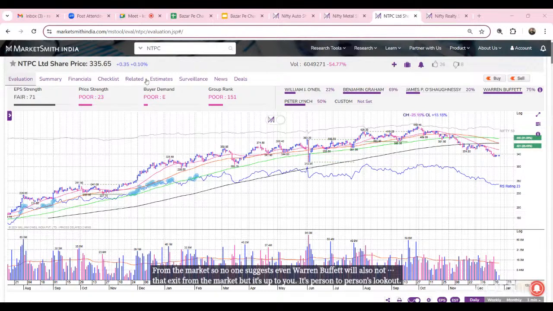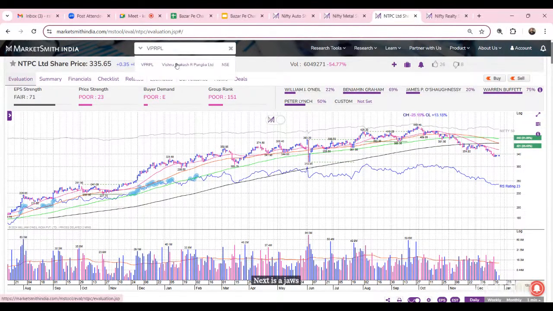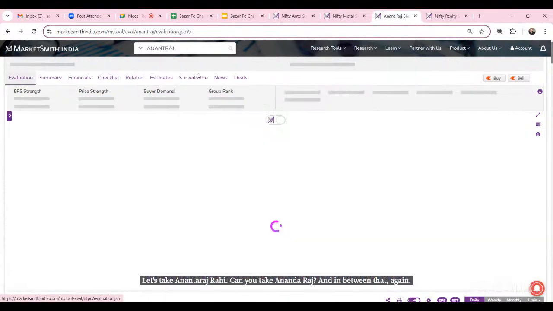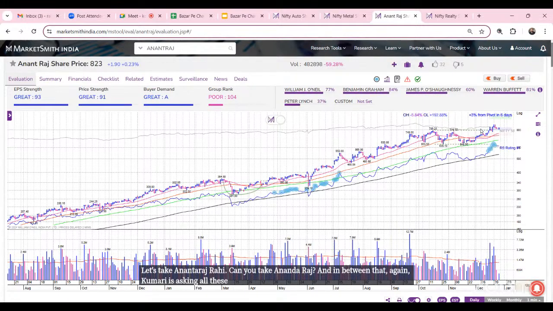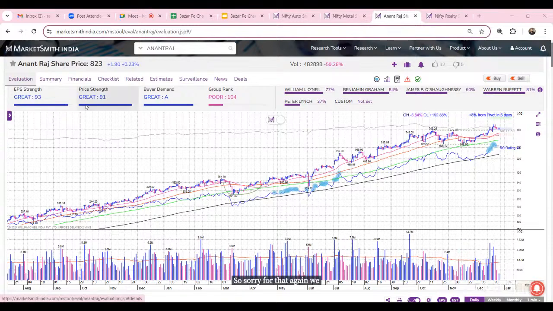Next is George Swinson. We are not covering all these penny stocks, so sorry for that. Let's take Anant Raj. Can you take Anant Raj? Okay. And in between, Jadeja Kumar is asking about all these penny stocks. We are not covering any of these stocks, so sorry for that. Again, we cannot comment on that. So let's take Anant Raj.